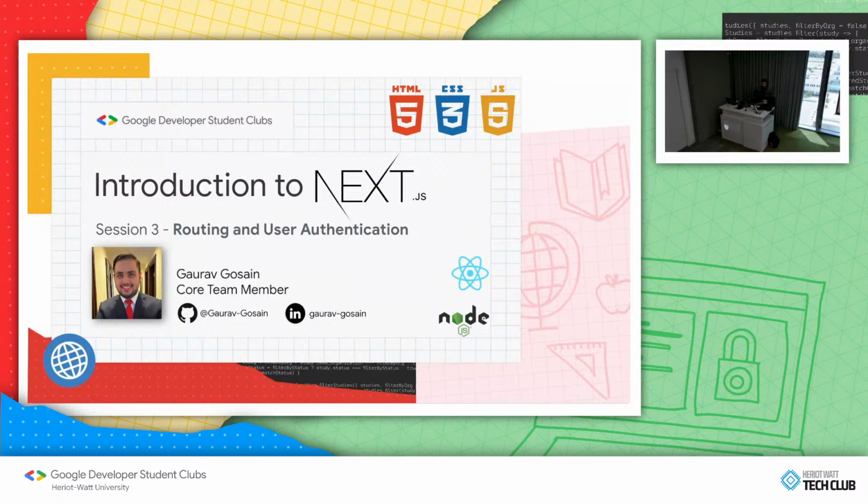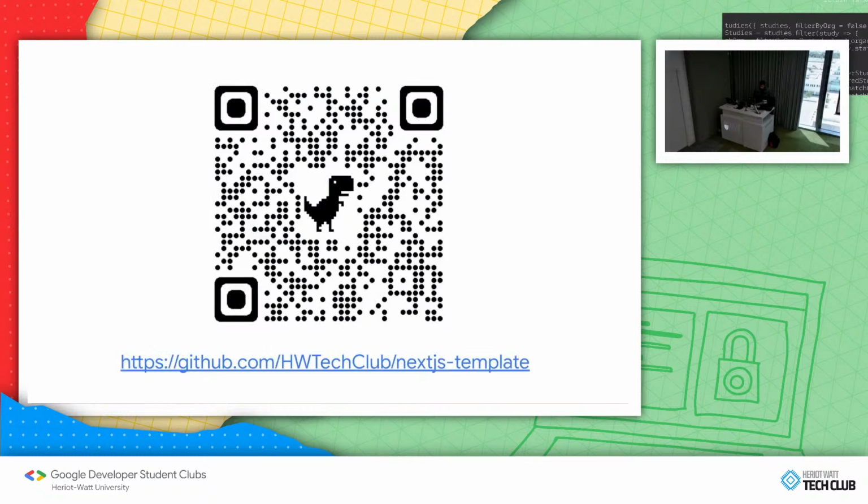Let me start by introducing myself. I am Gaurav Gosain. I am a recent graduate, graduated with a BSc honors in artificial intelligence, computer science. I'm also a part of the core team at GDSC, Heriot-Watt.